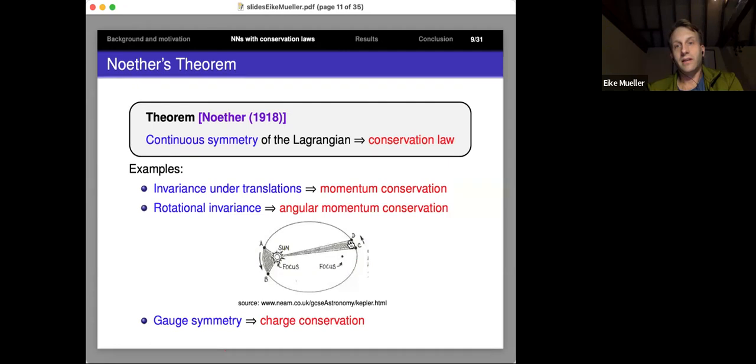And then there are more applications. If you think about field theories, for example, then these theories can have so-called gauge symmetries. These gauge symmetries lead to properties like charge conservation, and these symmetries play an incredibly important role in modern physics, like particle physics.